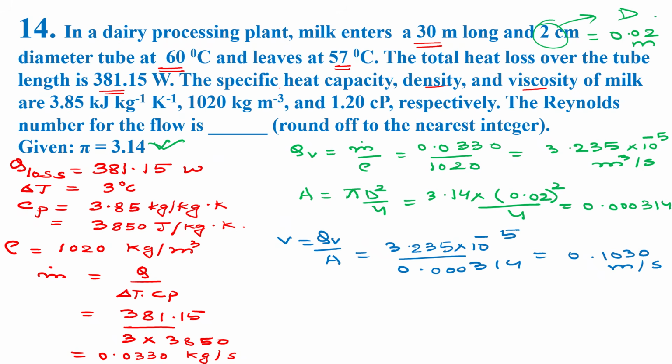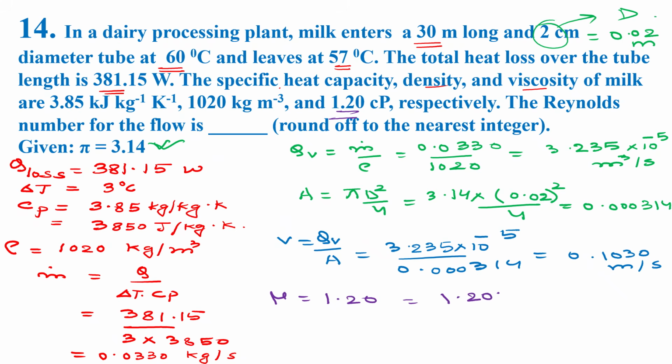Now we can find the dynamic viscosity, since we got the mean velocity. The dynamic viscosity mu is given to us for the fluid: 1.20. It can be written as 1.20 × 10^-3 Pascal-seconds, since it's in centipoise.